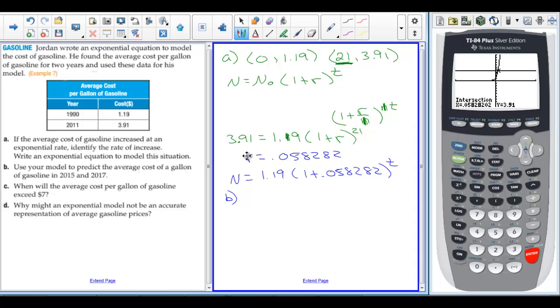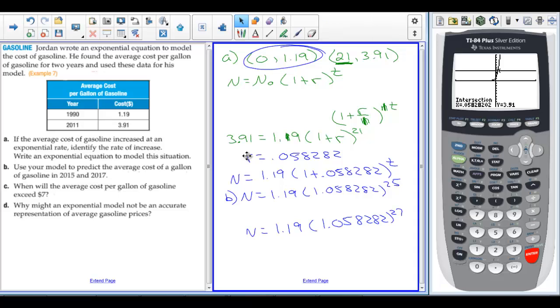So now on letter B, use your model to predict the average cost of a gallon of gasoline in 2015 and 2017. So we have this entire equation, and we just have to plug in. Now, if 0 represents 1990, then the first one is to the 25th, and then the other one will be to the 27th. So this is just old plug and chug.